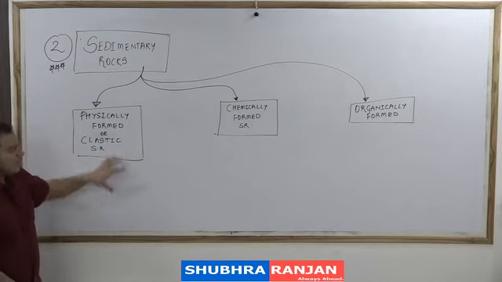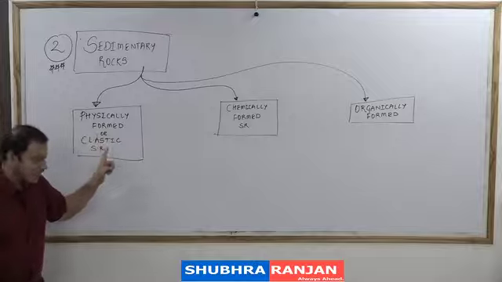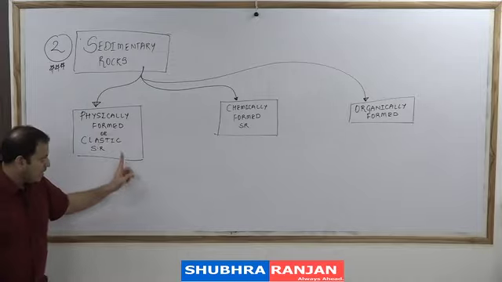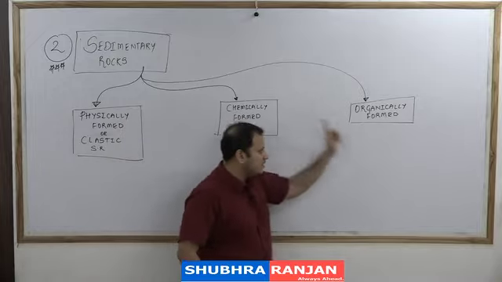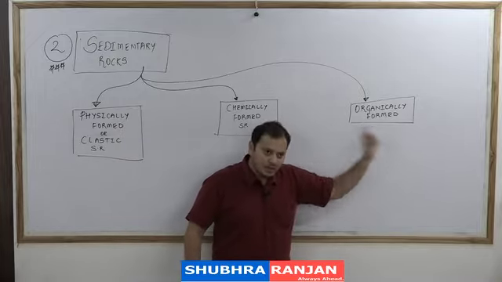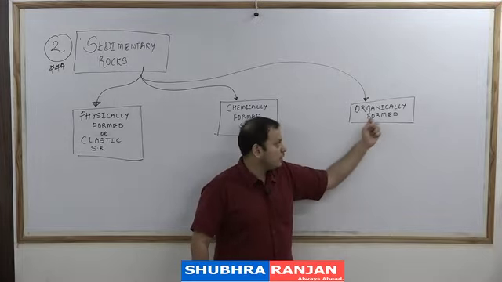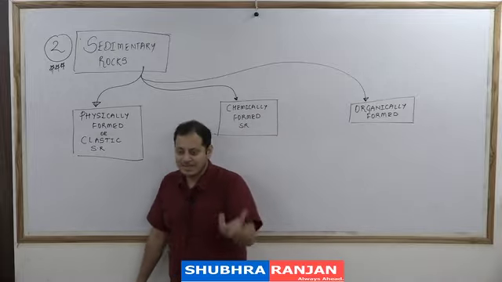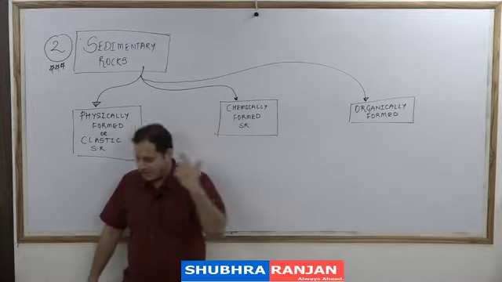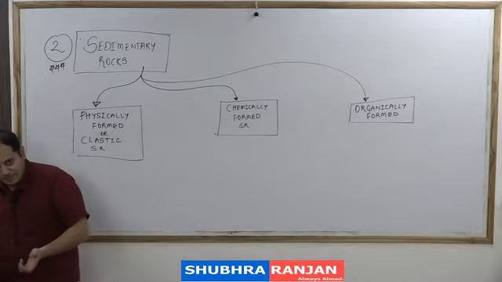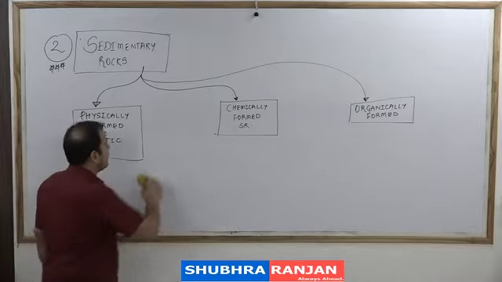So these are the 3 kinds of sedimentary rock. Physically formed: can I say this is due to mechanical disintegration? Can I say this is due to decomposition? And can I say this is due to decomposition or disintegration or both, but of dead organisms, not living organisms? So first we'll start with the physically formed sedimentary rock.